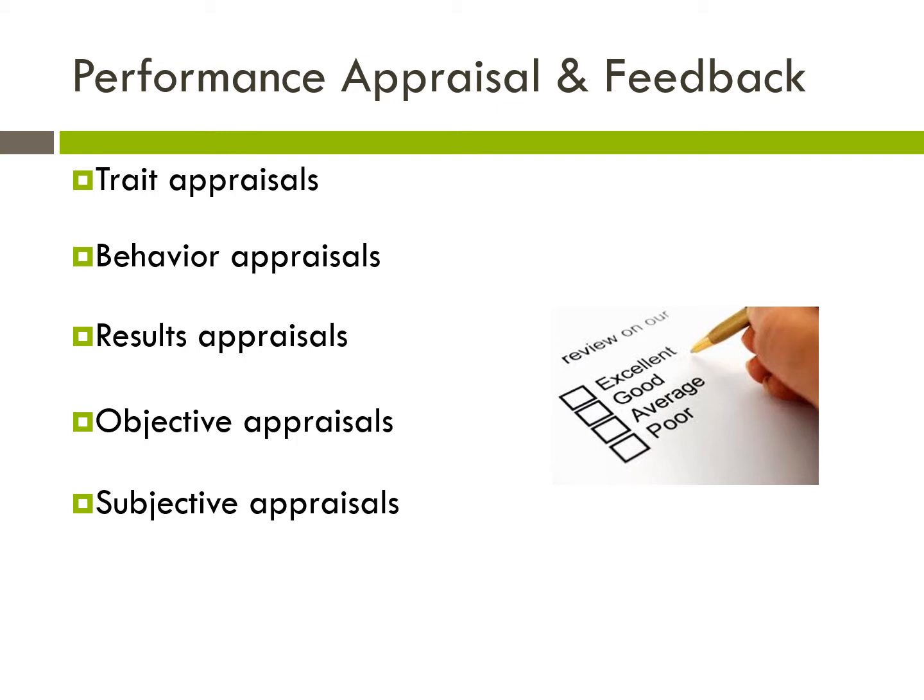Result appraisals focus on what an employee accomplishes. For example, sales reps are usually evaluated on what they sell and how much they sell. Objective appraisals are based on facts such as sales figures. Subjective appraisals are based on a manager's perceptions of traits, behaviors, or results. Many rating scales are used to overcome subjective problems.